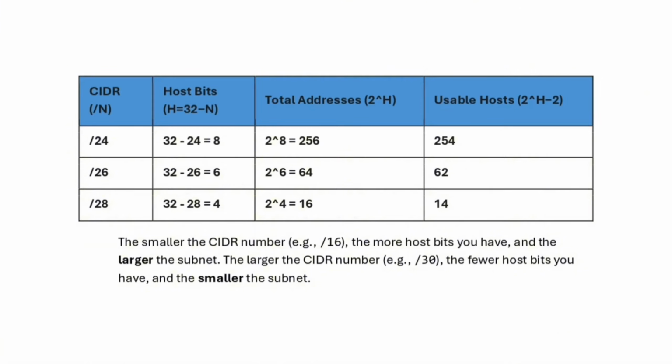The thing to note is that the smaller the CIDR number, for example slash 16, the more host bits you have and the larger the subnet. The larger the CIDR number, for example slash 30, the fewer host bits you have and the smaller the subnet.